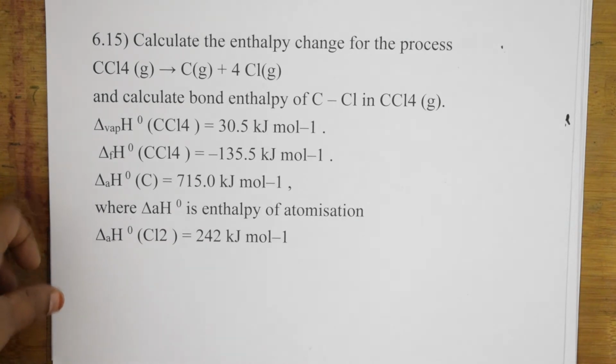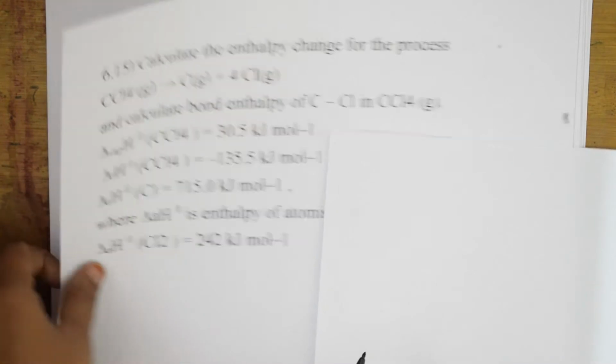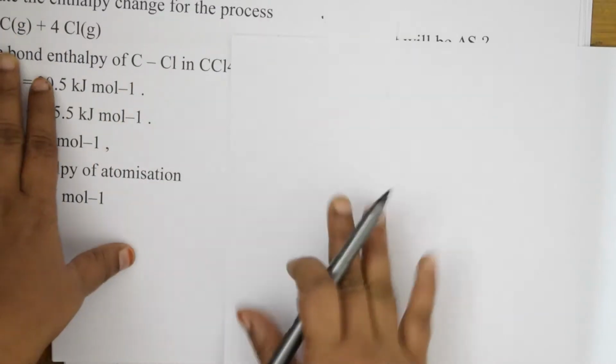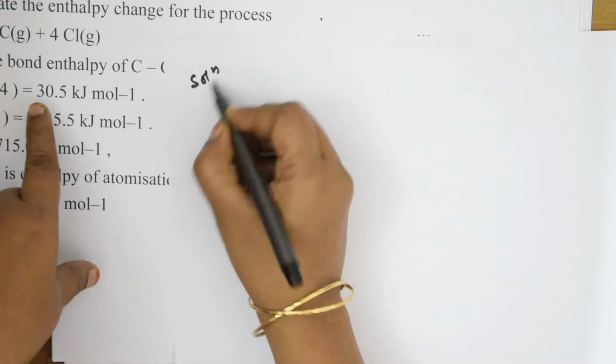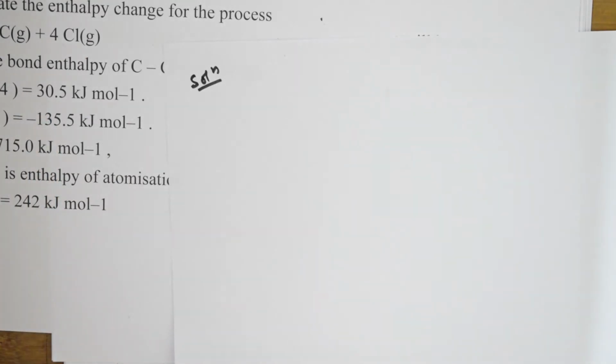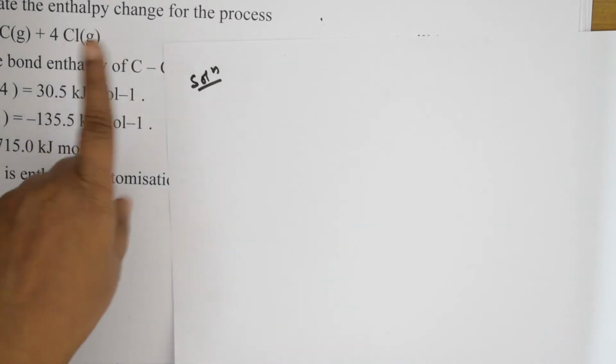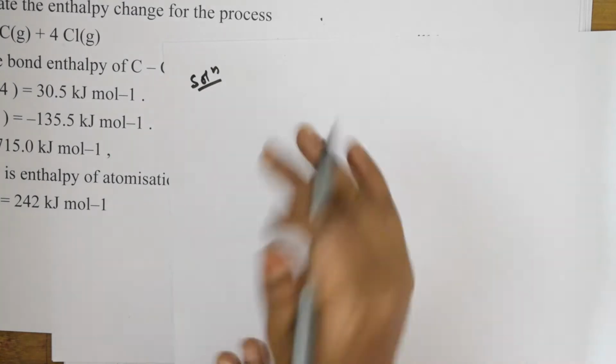I need to calculate the enthalpy change for the process. Let's do it step by step. When I have to write the solution, the first important thing is what I should find out. Here they said calculate the enthalpy change, delta H, so I need to find that. Let's write step by step.